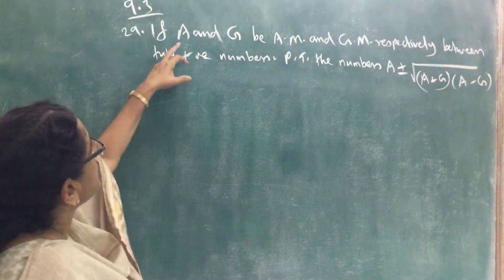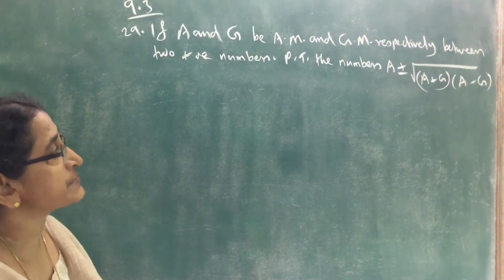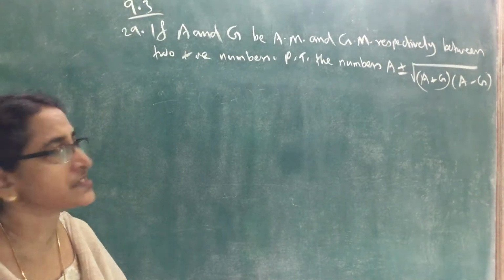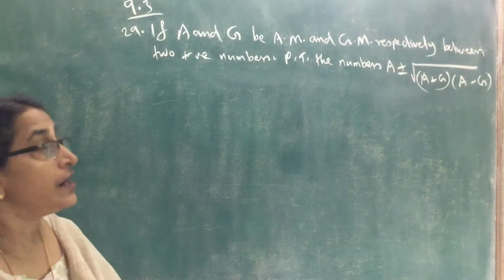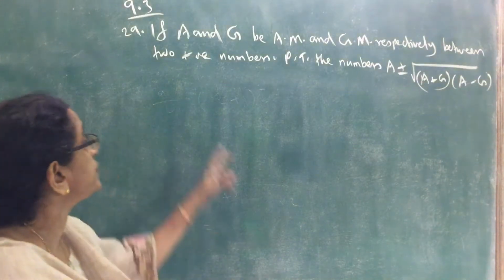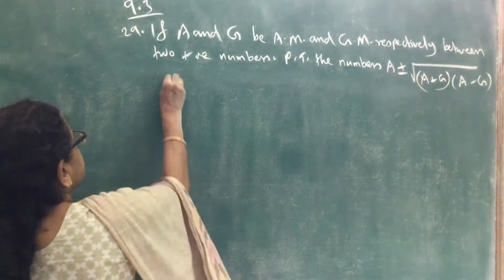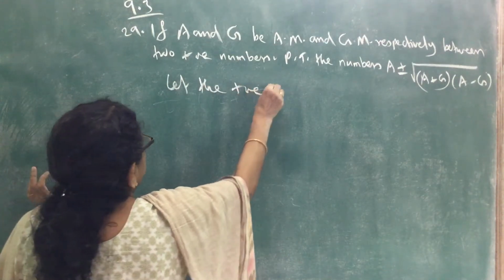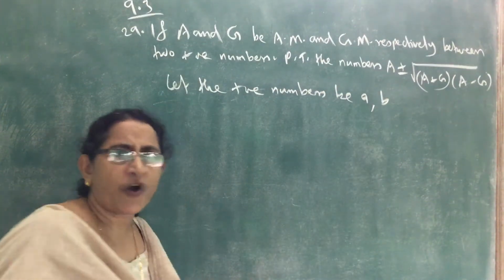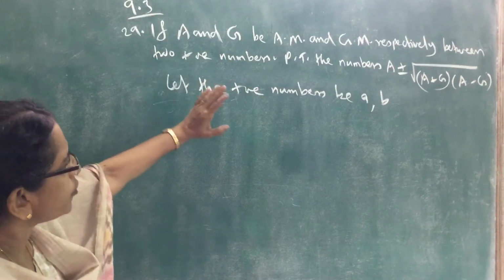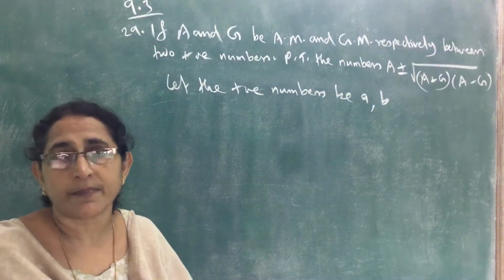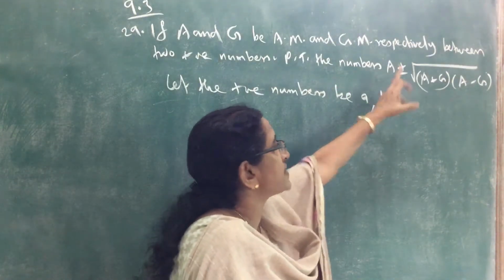Question 29: If A and G are the arithmetic mean and geometric mean respectively between two positive numbers, prove that the numbers are A plus or minus root of (A plus G) into (A minus G). Let the two positive numbers be a and b. We have to prove that a and b are these two numbers, A plus that and A minus that.